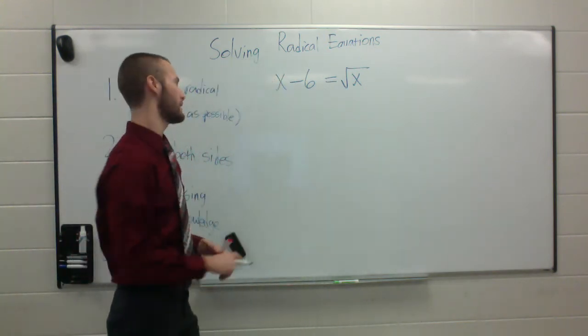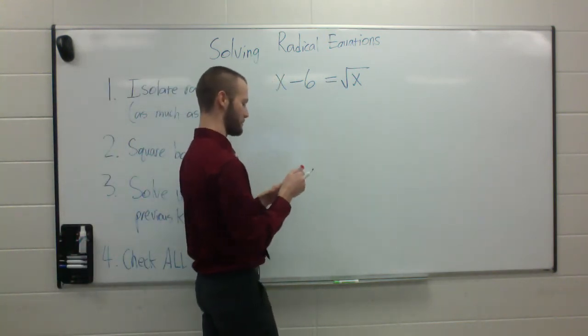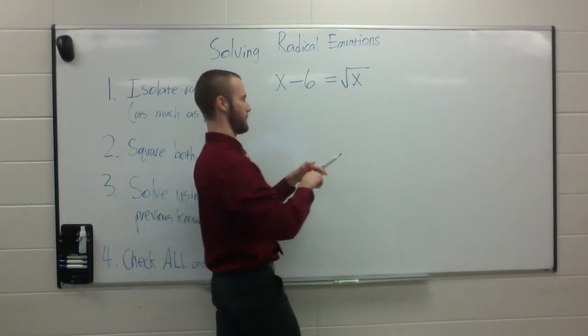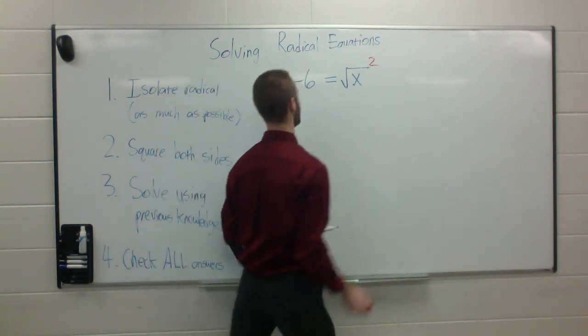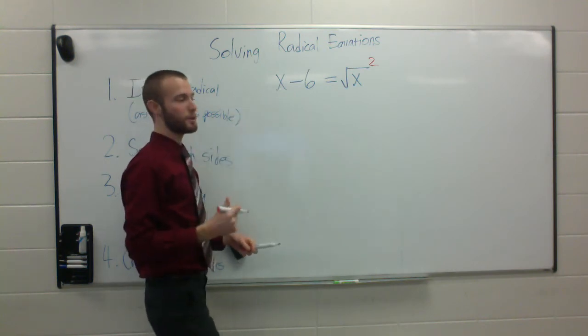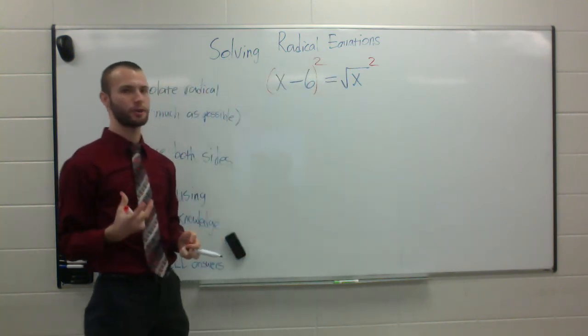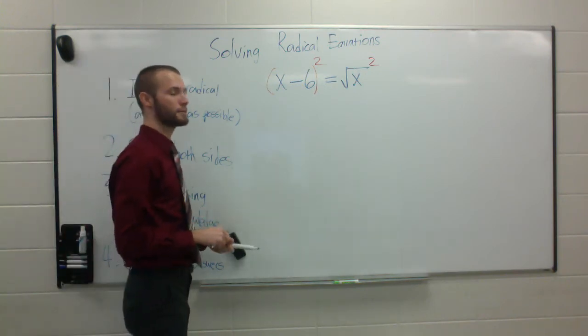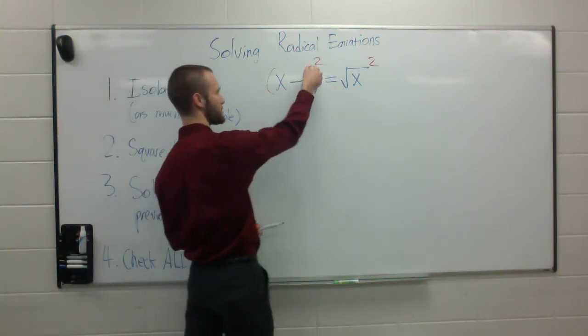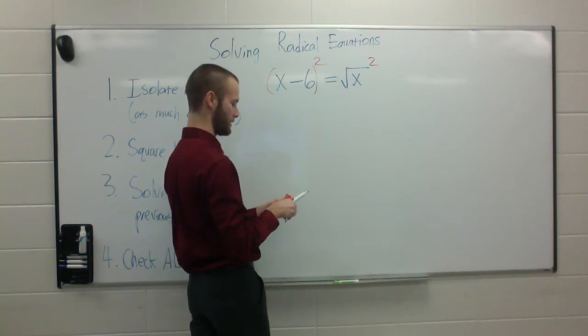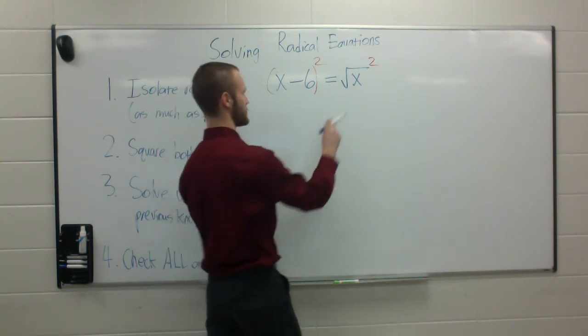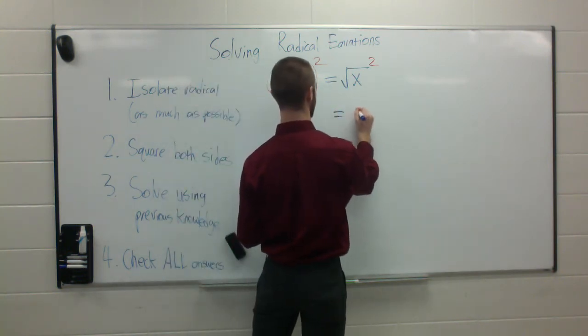So we do have a radical isolated, so we're going to go ahead and square both sides. So square root of x squared. But when I say square both sides, I mean the entire thing. You can't just square terms individually. I know you want to, I know it looks easier, but you have to square the entire thing. So the square root of x squared is just x.